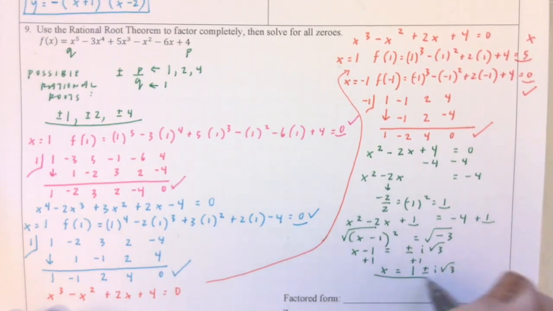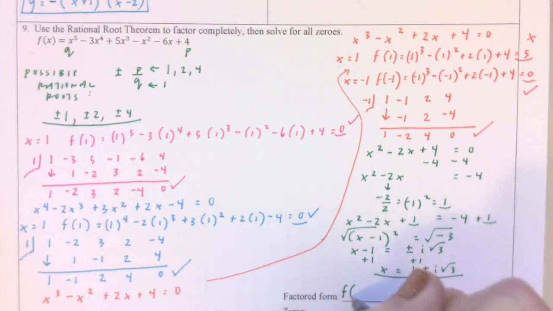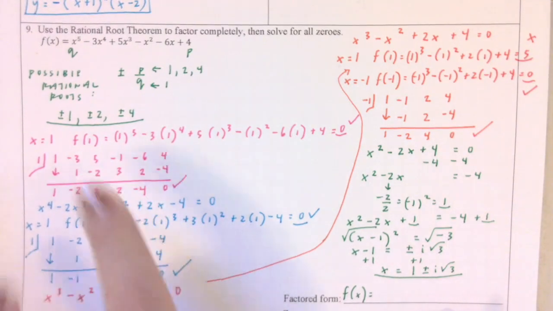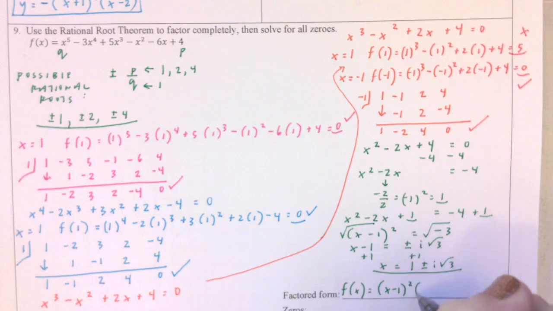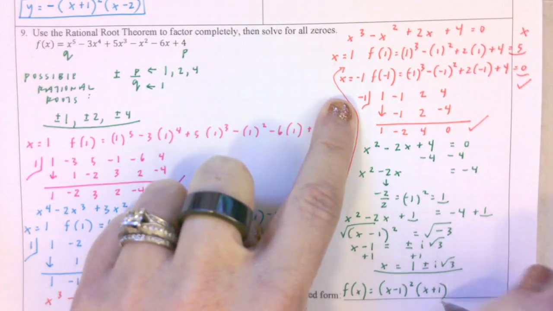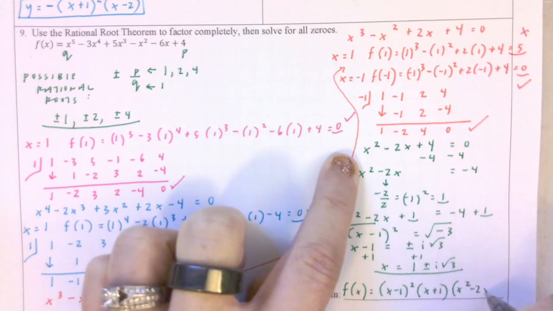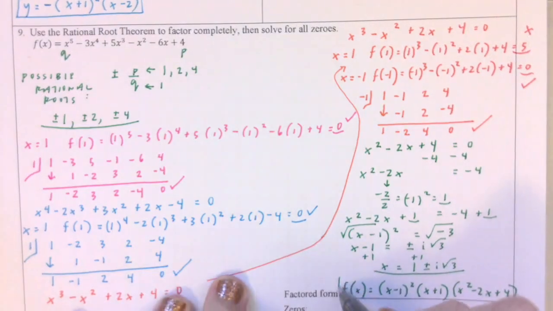All right, our last pair of solutions. So if we write this fully factored, we have f of x is equal to, we had these two solutions at 1, so we would say x minus 1, quantity squared. We had another one at negative 1, so x plus 1, and then here, x squared minus 2x plus 4. So fully factored.